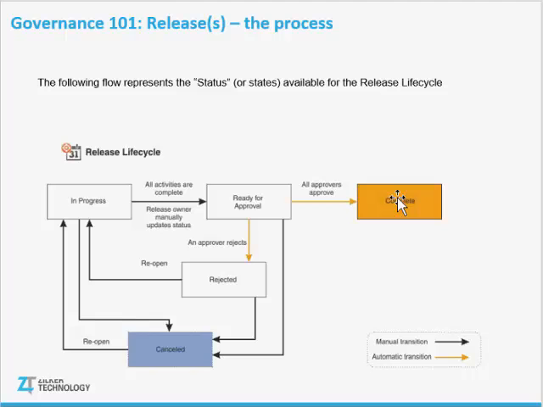Now, in the event that you get to ready for approval status and it gets denied for one reason or another, there is a reject path that you can follow in order to send it back to the in progress state so that you can then make your additional changes to that particular release, or you can then outright cancel it altogether.